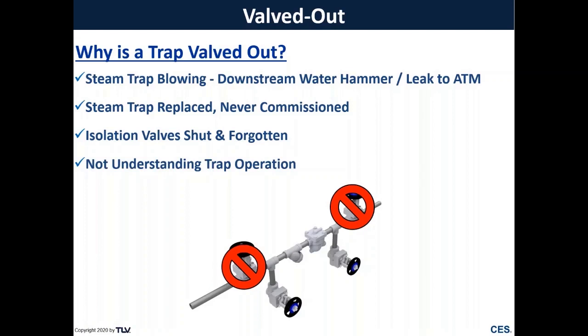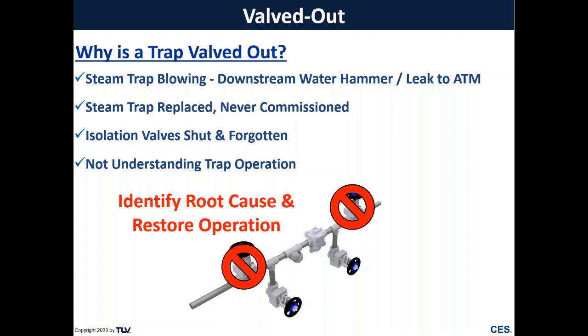Another cause is not understanding trap operation. Sometimes, especially with free flow style steam traps, they will be discharging condensate and flash steam, and this leads some people to think that it is leaking, so they close the isolation valve and take that trap out of service, when in reality that flash steam is normal and how it's supposed to work. So what we want to encourage you to do is identify the root cause of why that steam trap was isolated, and then fix that and restore that trap to operation and allow those steam traps to operate properly and discharge that condensate.